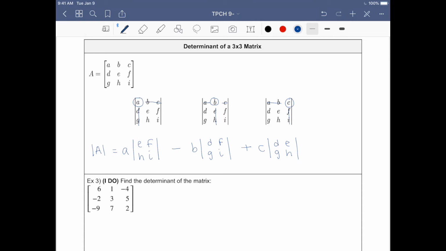And so if I wanted to go all the way down to the formula itself, this is A times (EI minus FH), minus B times (DI minus FG), plus C times (DH minus EG). And so this will give us our determinant of a 3x3 matrix.